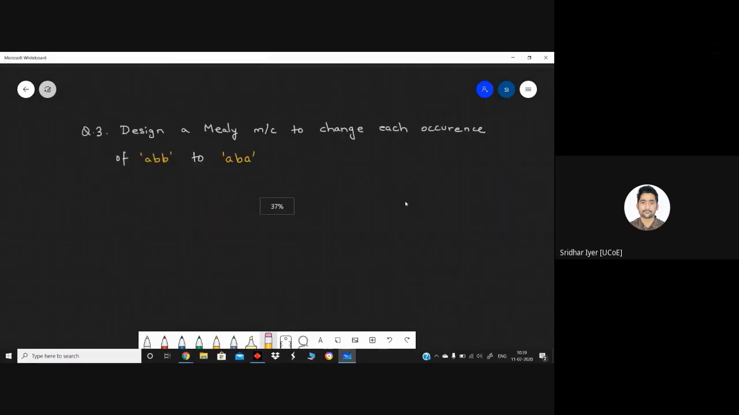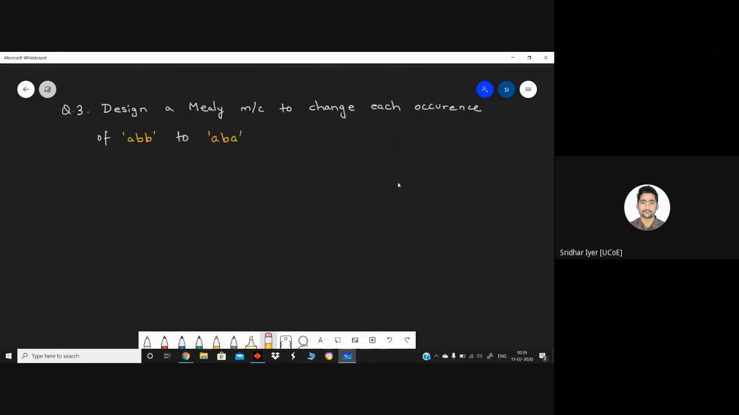Okay, try to complete this. Try to start this initially. Then I will pitch in wherever required. Design a Mealy machine to change each occurrence of ABB to ABA. It's a very simple question, similar kind of a question. Wherever ABB is getting formed, you have to convert that into an ABA. So over here, inputs as well as outputs will be in terms of A's and B's only. So I'm writing it over here.